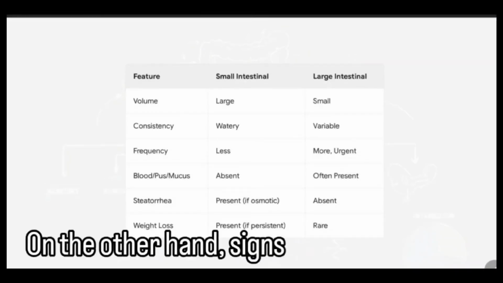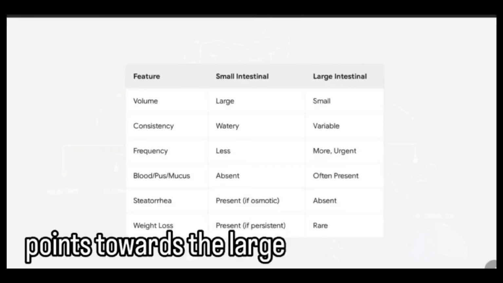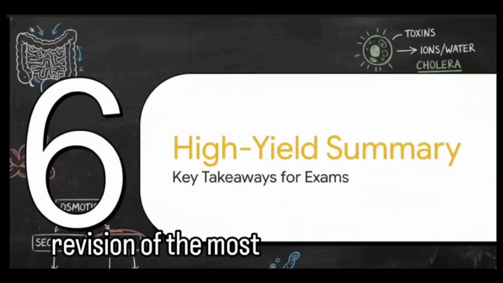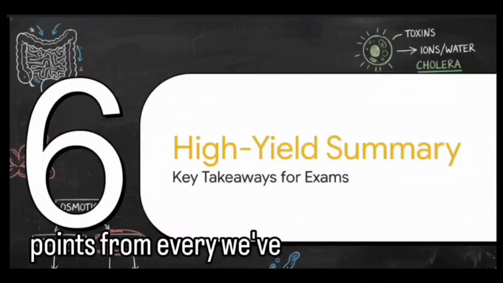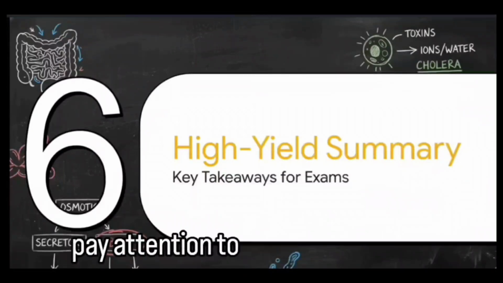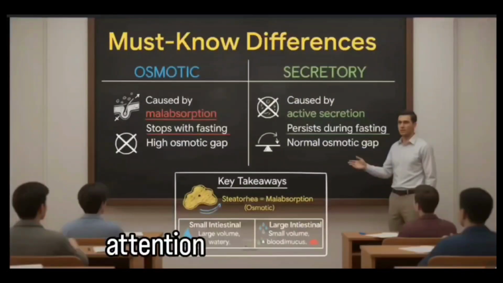On the other hand, signs of inflammation, like seeing blood or mucus in the stool, that usually points towards the large intestine. Okay, let's do a quick revision of the most important high-yield points from everything we've talked about. If you're preparing for your exams, this is the slide you really want to pay attention to. Maybe even take a screenshot. Okay, so pay close attention.